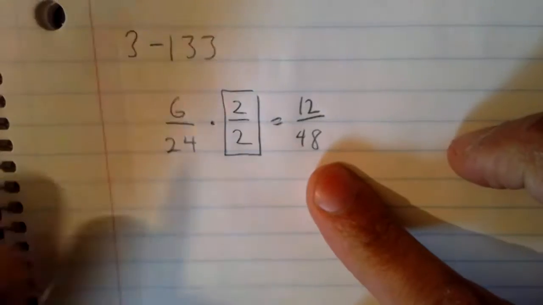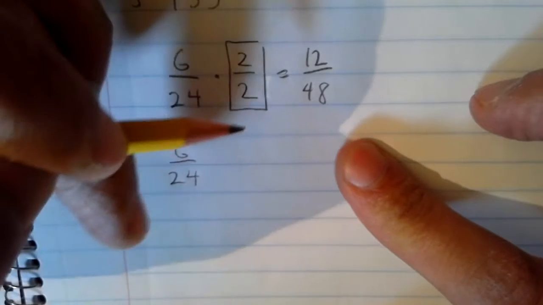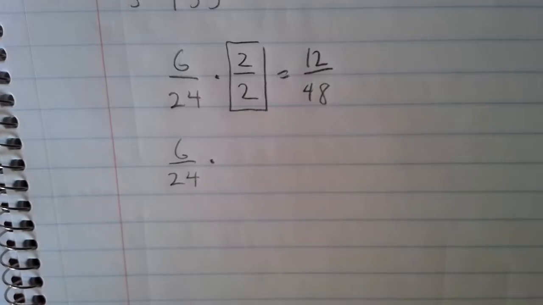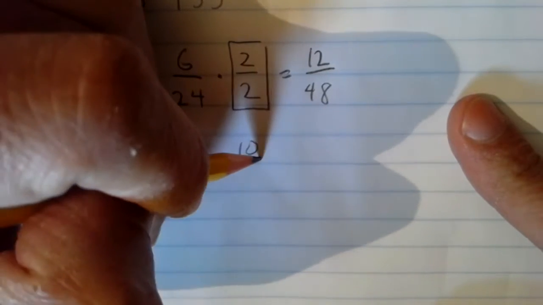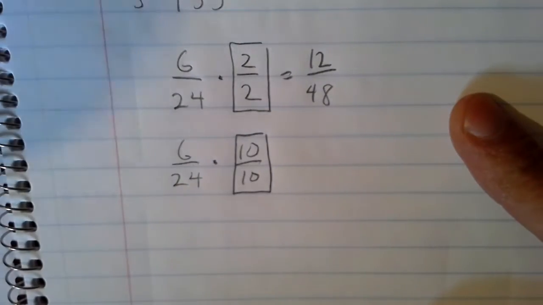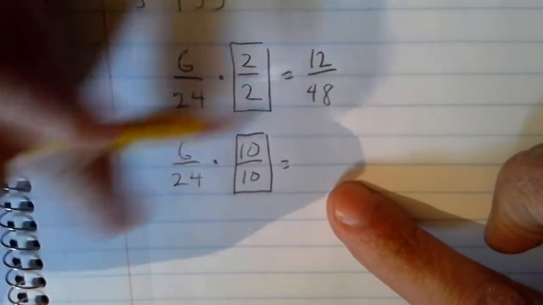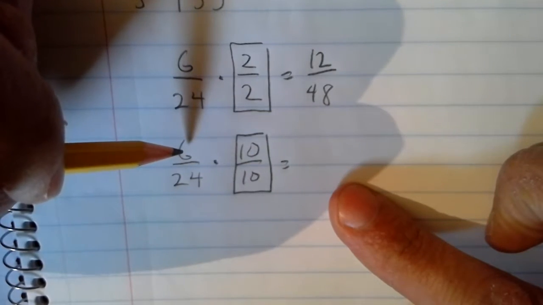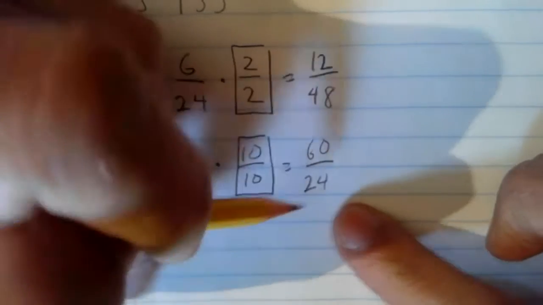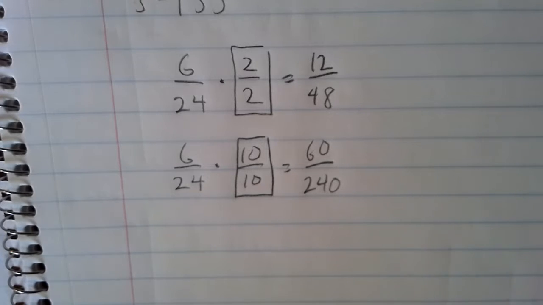So here's 1. Let's do another one with multiplication. Let's start off again with 6/24ths. What should we use this time? How about 10/10ths? So 10 over 10. Put the giant 1 around it. It's equal to 1. 10 over 10 is equal to 1. Any number times 1 is the same amount. So these two are going to be the same amount, but look different. 6 times 10. 24 times 10. 60 over 240.